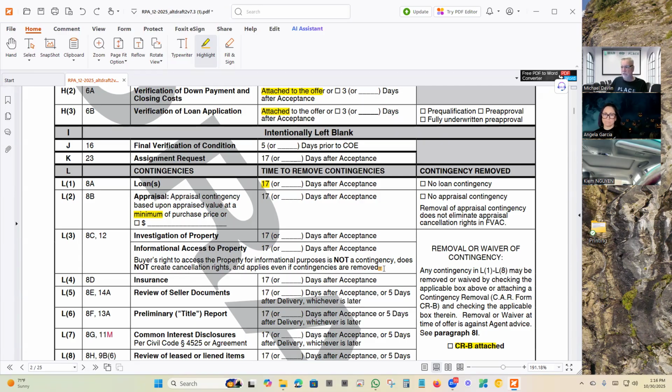Even if you don't have contingencies, you still have a right to go in and investigate, measure, have a contractor give you bids, have a decorator look at it.